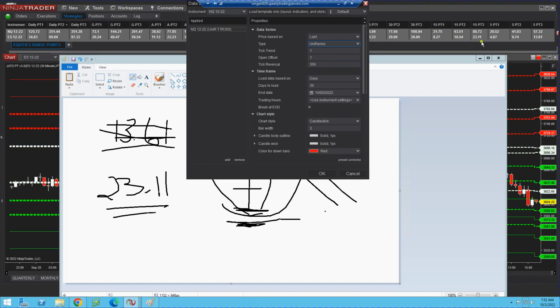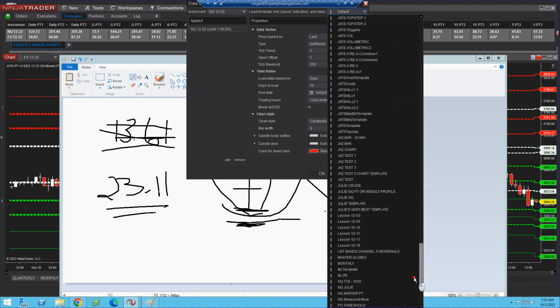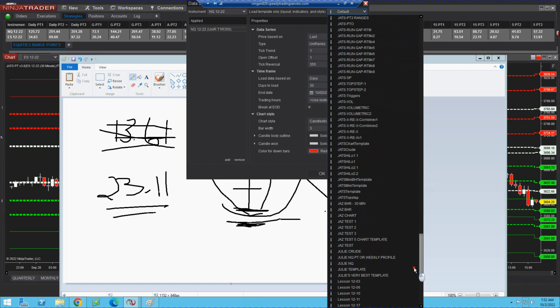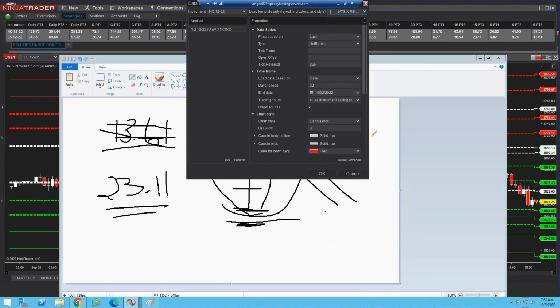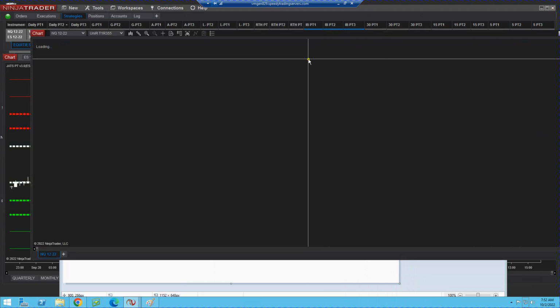So 88.72 times 4 is 354.88. So I would put a 355 bar on, 355. And I'll show you the Jets XREX. I've got a couple of different templates I've created.